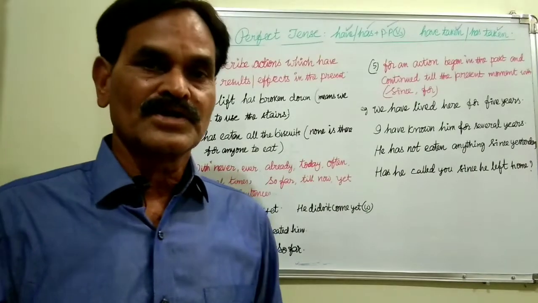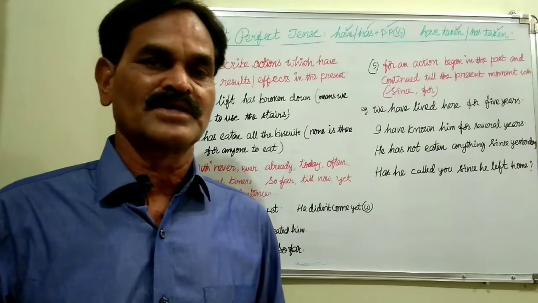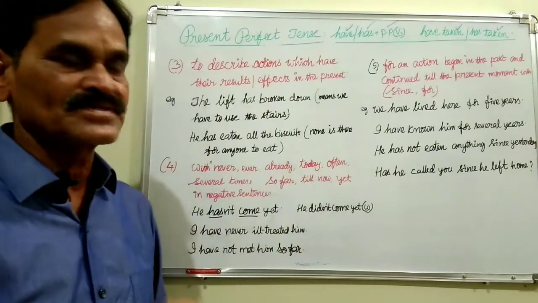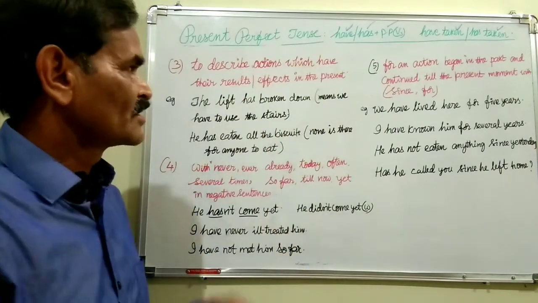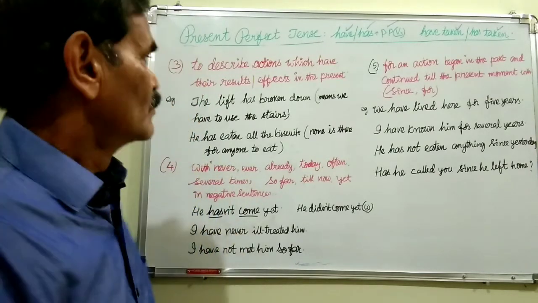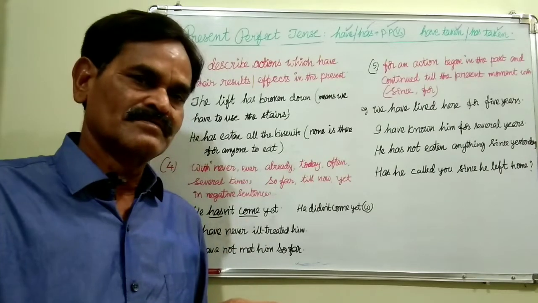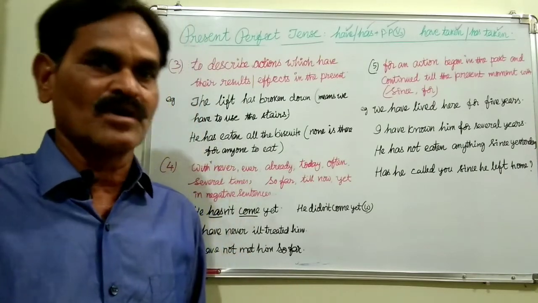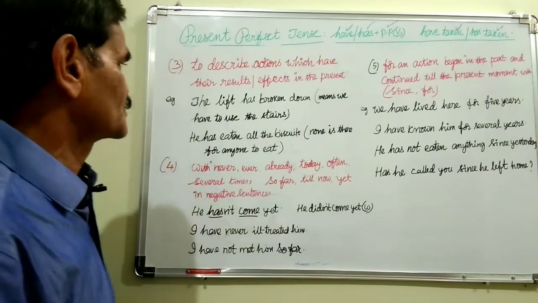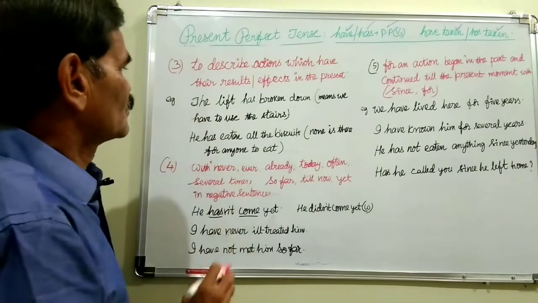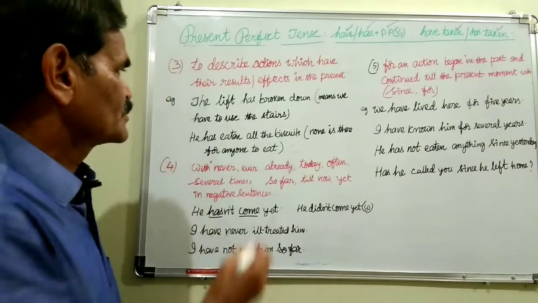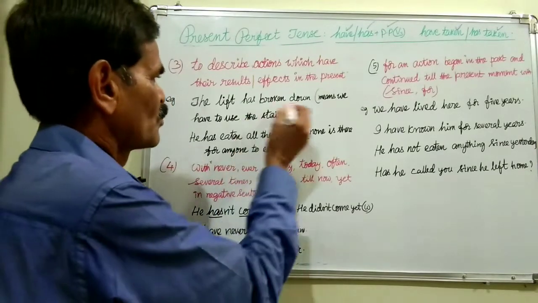What is the third occasion when we can use present perfect tense? The third one is to describe actions which have their results or effects in the present time. Okay, so some action happened, but its result we feel even now also. Then we must use present perfect tense. We cannot use simple past tense. Suppose, for example, the lift has broken down. The lift has broken means the lift has failed. So broken down means failed.